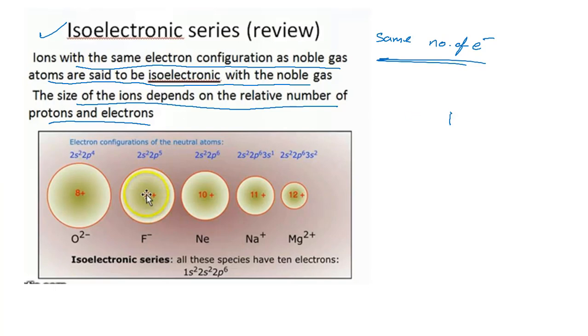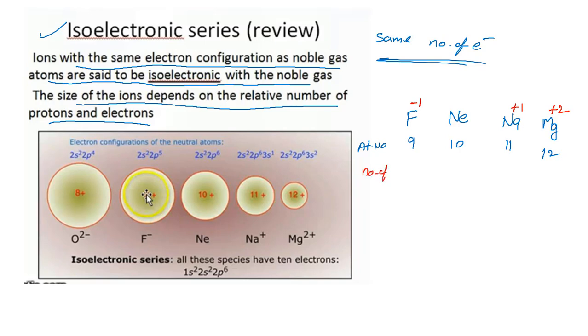See here, neon. What is the atomic number? 10. Fluorine, atomic number 9. Sodium, atomic number 11. Magnesium, atomic number 12. What about electrons? Obviously equal to their atomic number. This is the atomic number. But now I am taking their ions. I am taking here F minus 1, Na plus, magnesium plus 2.